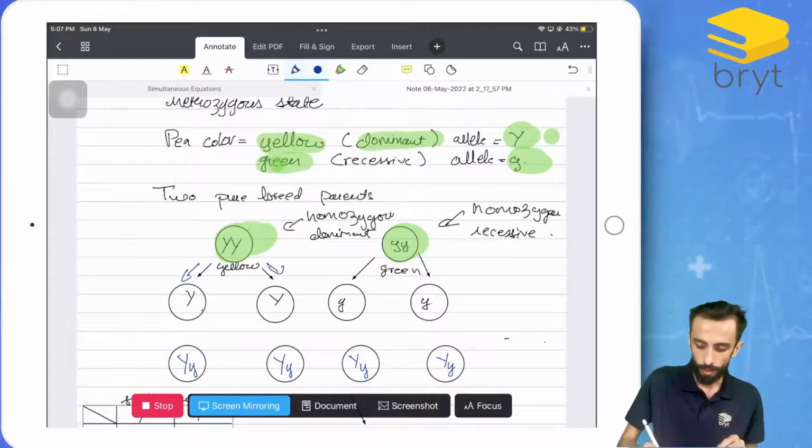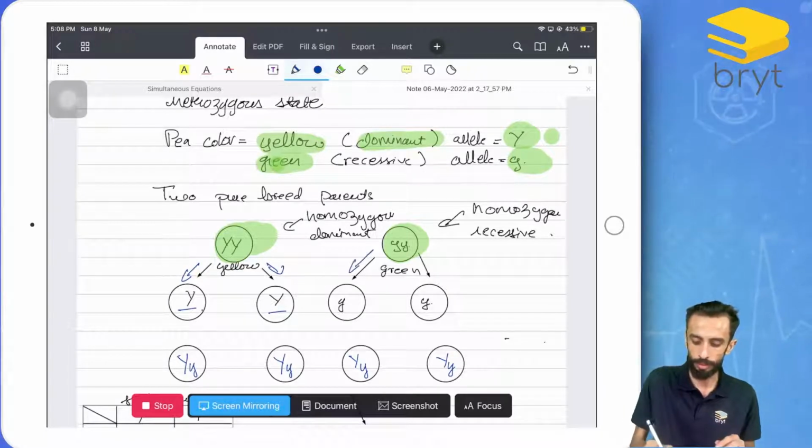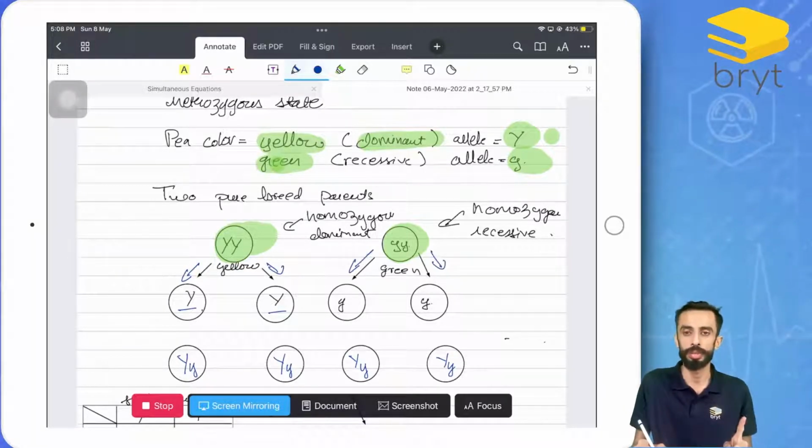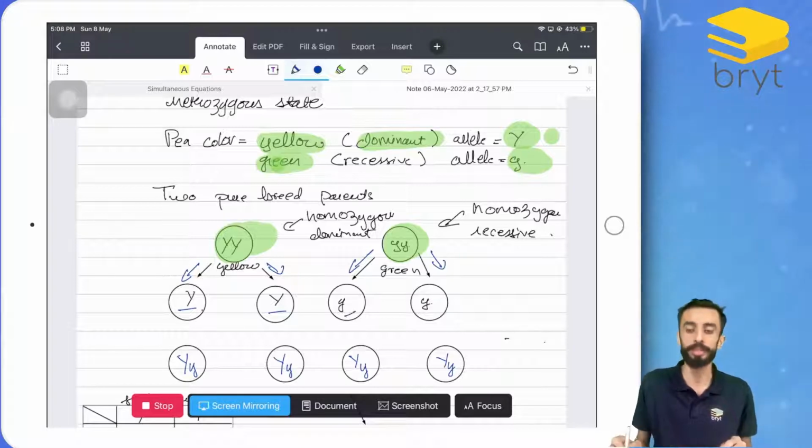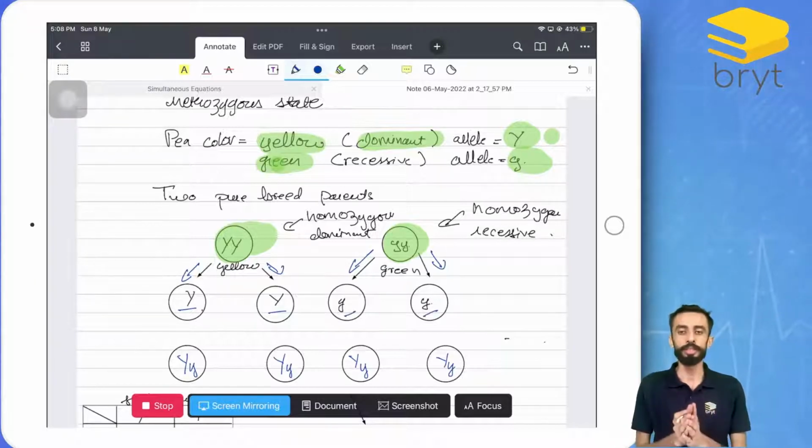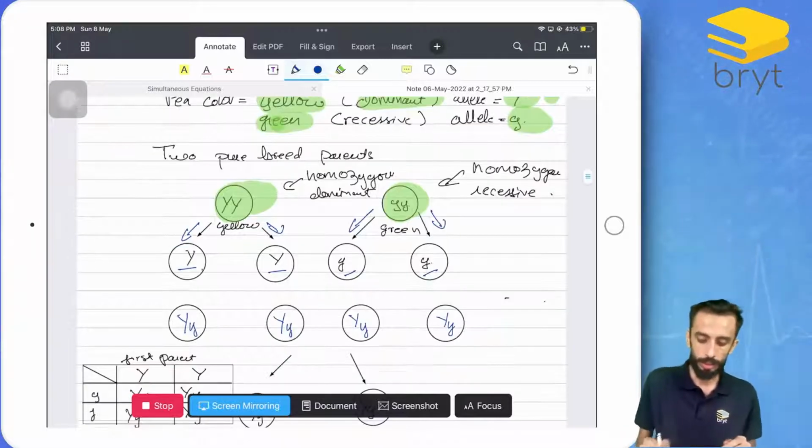And now we talked about how gametes will form again. So again, this cell will form these two gametes, both having one copy of the gene for pea color, capital Y and small y. Now the thing is, when we do a cross, they will mate.